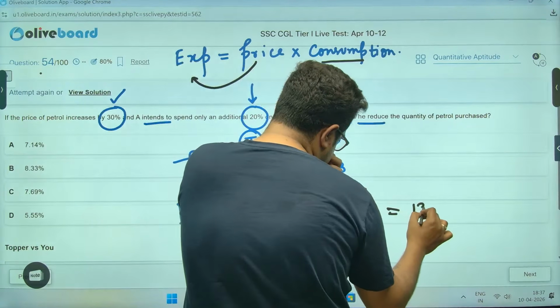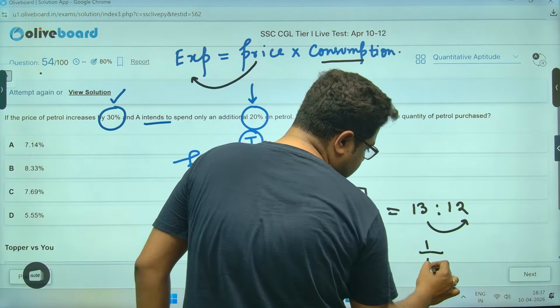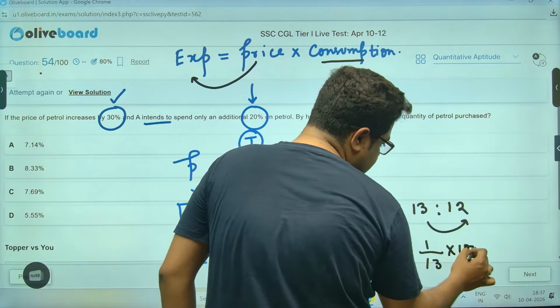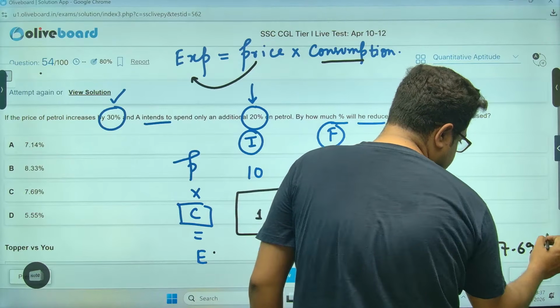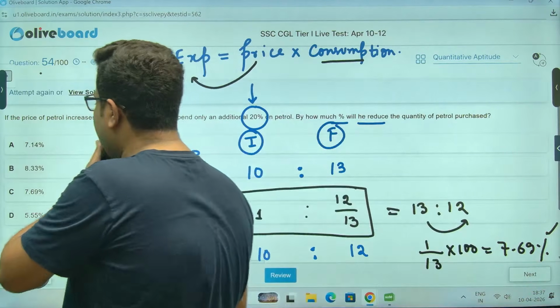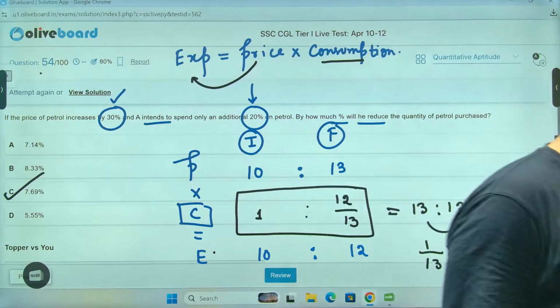If I write it correctly, it will become 13 is to 12. So reduction of 1 out of 13 into 100. 1 by 13 meaning 7.69%. That's my answer, sir. Option number C itself.